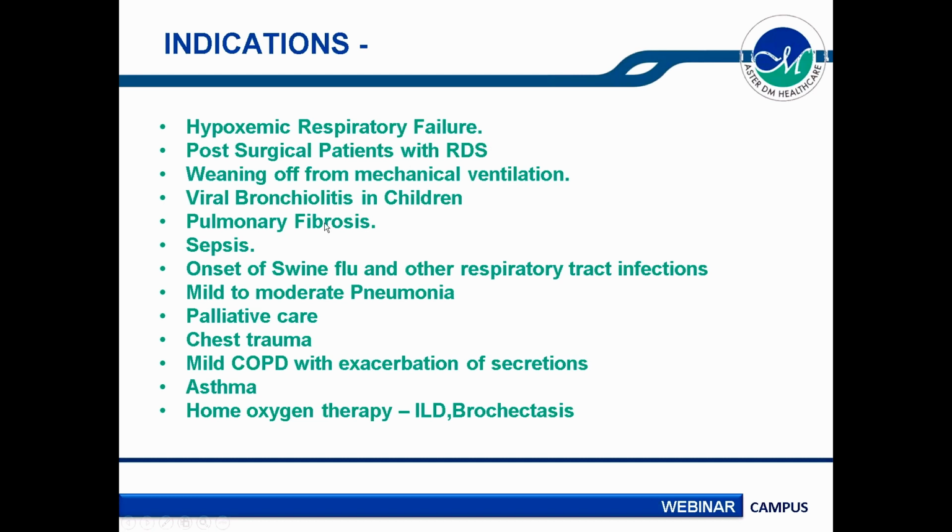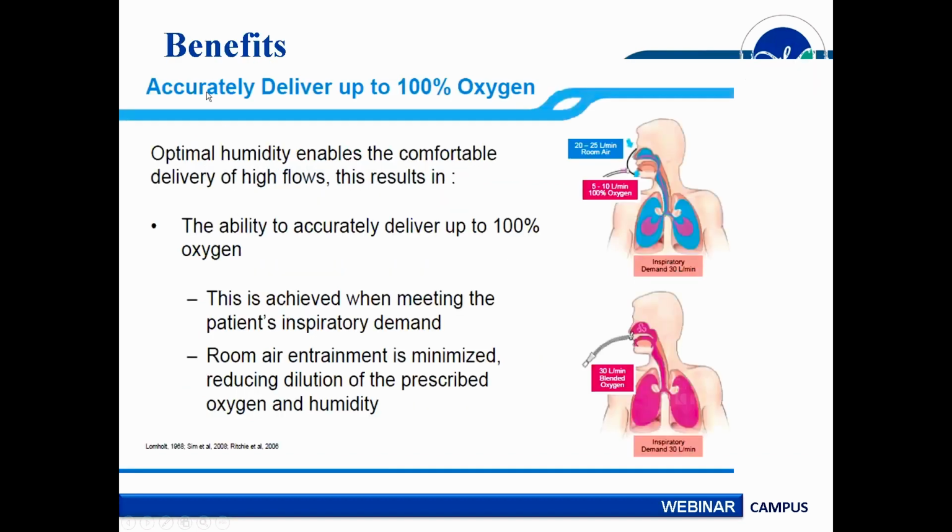Viral bronchitis in children, you can use. The pulmonary fibrosis patients or ILD patients, where you don't need a BiPAP support or a ventilatory support. The sepsis patient, onset of swine flu and other respiratory infections, mild to moderate pneumonia. When you are palliating the patient where you are not going for invasive ventilation, chest trauma, mild COPD and exacerbations of secretions, asthma, home oxygen therapy, especially for ILD, and bronchiectasis. In bronchiectasis, again, because of the humidification and flow, you will be having better toileting.